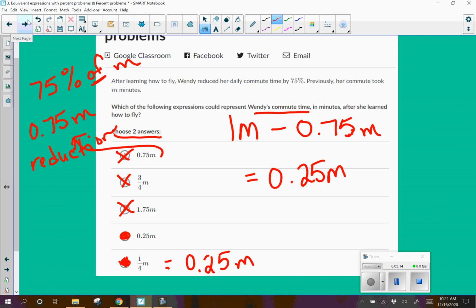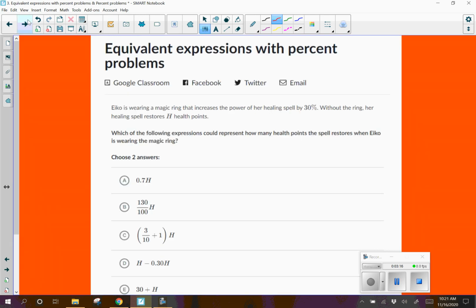Let's try another one of these. Aiko is wearing a magic ring that increases the power of her healing spell by 30%. Without the ring, her healing spell restores H health points. Which of the following expressions could represent how many health points the spell restores when Aiko is wearing the magic ring? So Aiko is normally at H, and the ring is going to increase the power of her healing spell, so that means we're adding.